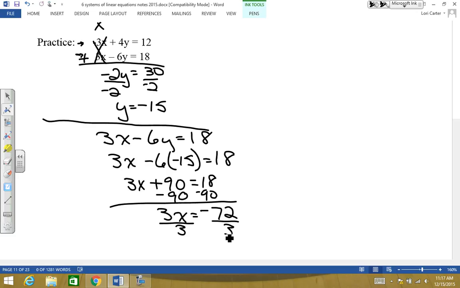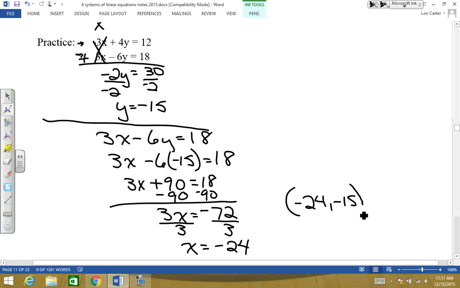Are you better now? Okay, what do we do with the 3? Divide, and you get negative 24. The top one was easier. Now, am I done? No. What's my answer? Your answer is negative 24, negative 15.